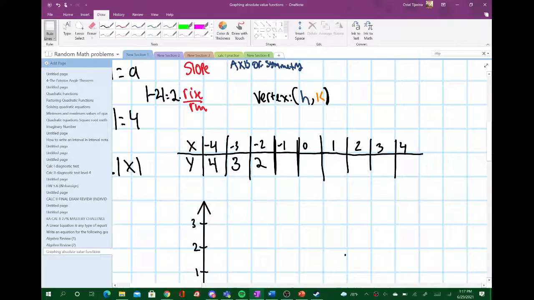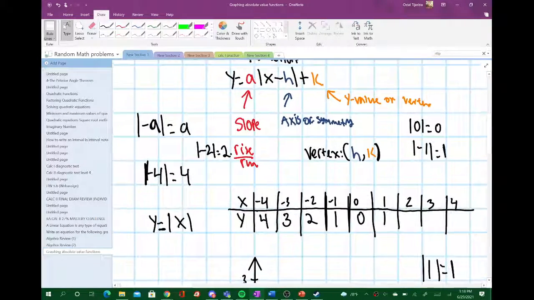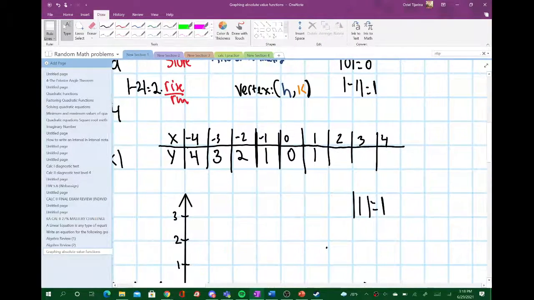If I say the absolute value of -1, that should just be 1, right? The positive number. If I say the absolute value of 0, that's just 0. If I say the absolute value of 1, now that it's a positive number, it's just going to be the same thing. It's always going to be positive. Anytime you take the absolute value of any negative number, it's always the positive number. So same thing, absolute value of 2 is 2, and then absolute value of 3 is 3, and then absolute value of 4 is 4, right?